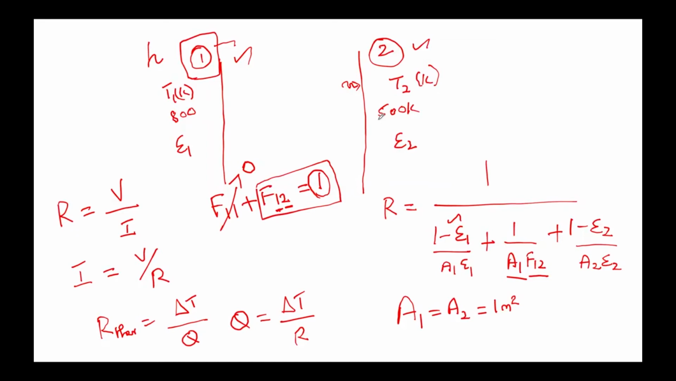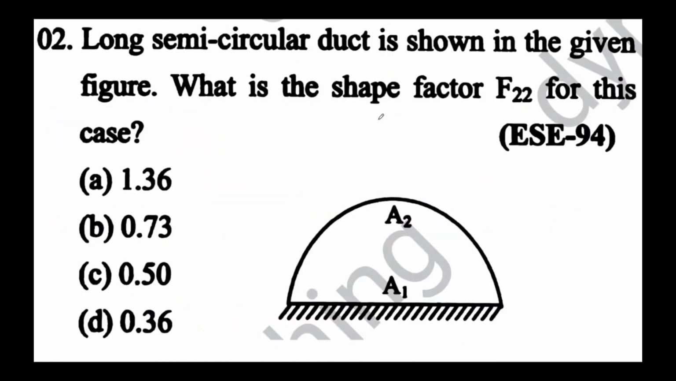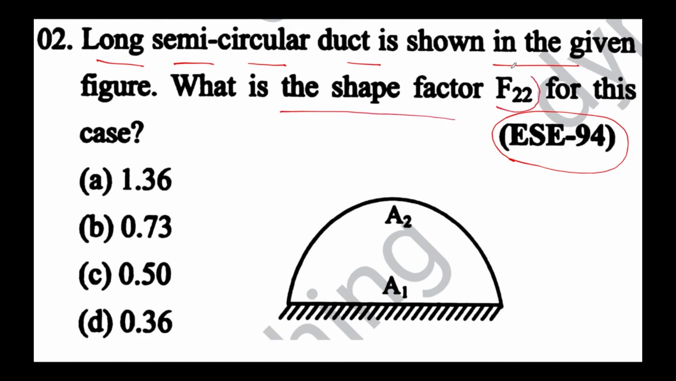So we'll do one more problem in this video, and this question was also asked in the same year, 1994. So you can see that if you are thorough with the heat transfer radiation part, you will be able to answer a few such questions which have been asked in the same year. So here is the question: a long semicircular duct is shown in the given figure. What is the shape factor F22 for this case, right? And you have been given four options: option A 1.36, option B 0.73, option C 0.50, and option D 0.36.